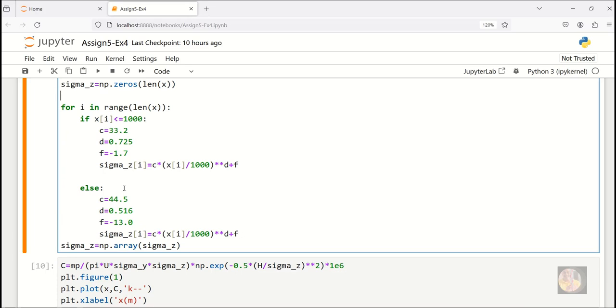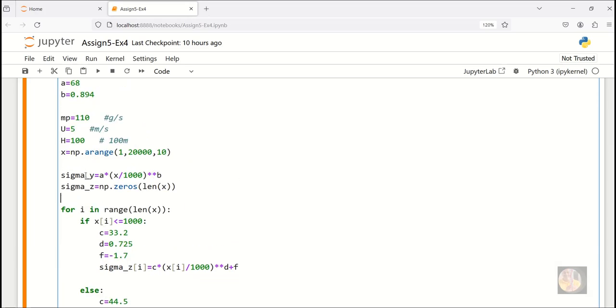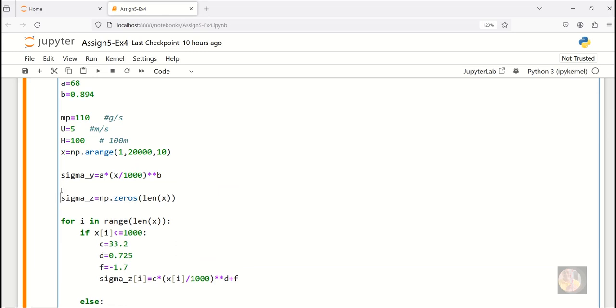For sigma Z, it depends on the distance. For x less than 1 kilometer, you have coefficients C, D, and F. For x bigger than 1 kilometer, you have another value for C, D, and F. So that's why I didn't use the same logic here. And another point, I should define sigma Z, otherwise maybe I have a problem.